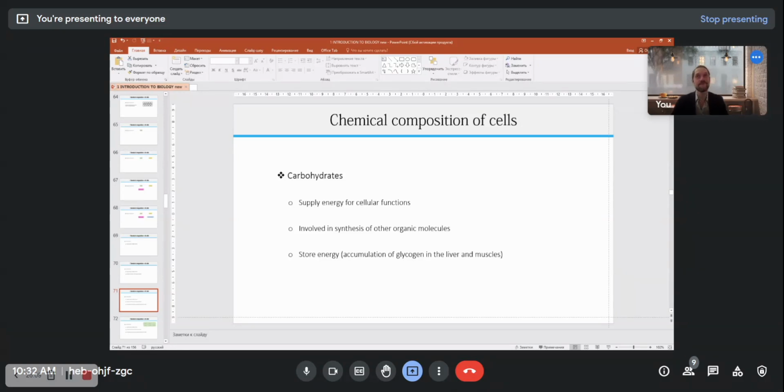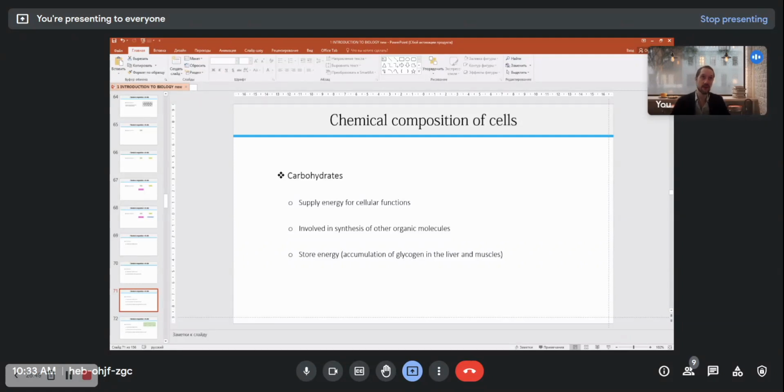Glucose is a kind of chemical compound that is used for immediate supply with energy of different cellular functions. Not exactly immediate, but it is short-term energy storage. But glycogen is a long-term energy storage. It can be stored in the liver for a long time, and then when additional amounts of glucose are needed, glycogen will break down and glucose will be formed and go into blood circulation.